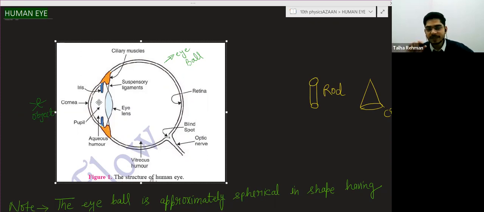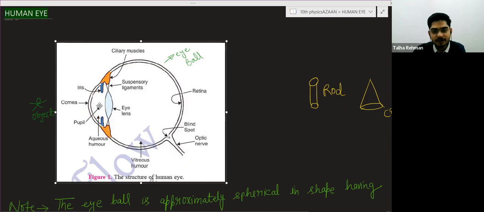The size of the pupil is adjusted by the iris according to the intensity of the light. If the intensity of the light is more, then the iris reduces the size of the pupil. If the intensity of the light is less, then the iris increases the size of the pupil so that more light can enter. So basically, light enters into the pupil.